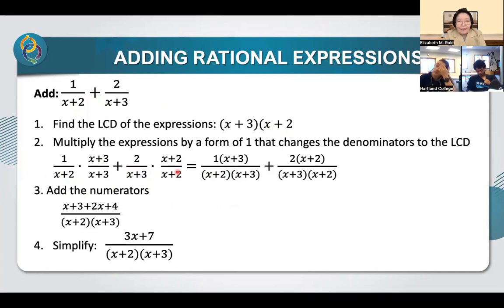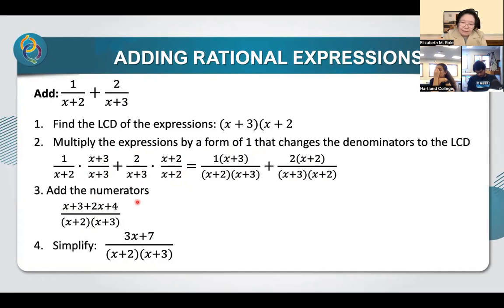And therefore, for the first expression here, 1 times x plus 3, of course, is x plus 3. And then the factor would be x plus 2 and x plus 2. This one would now be your common denominator. 2 times x plus 2 is 2 times x plus 2. And the common denominator is x plus 2 times x plus 3. Then we just add the numerators. So if I multiply this, 1 times x plus 3 is x plus 3. 2 times x plus 2 is 2x plus 4. So just add these numerators.